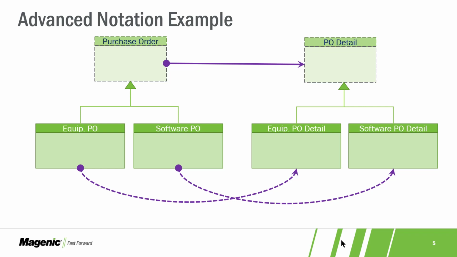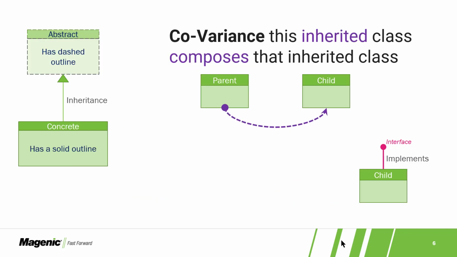Those are hard to set up in code, although you can using triggers on the database. You can if you have stored procedures that facade all the access to the tables, or if you have a view that does a join between equipment PO and equipment PO detail, and you always use that view as your entity in code. And so, again, we close out our notation by just calling out the composite relationship between parent and child as covariance of an inherited class.